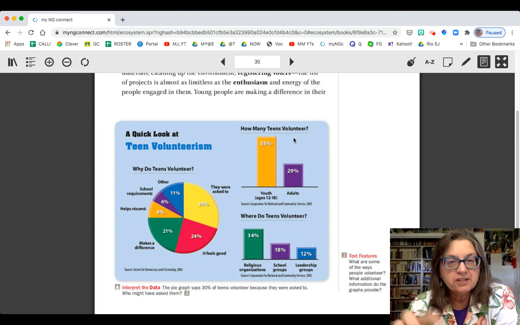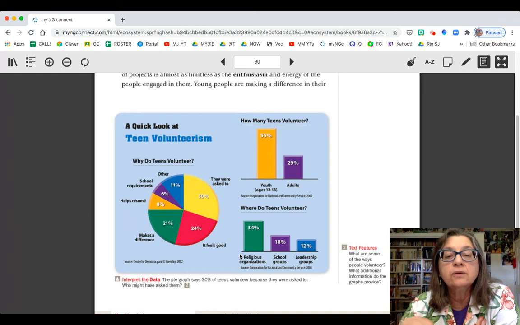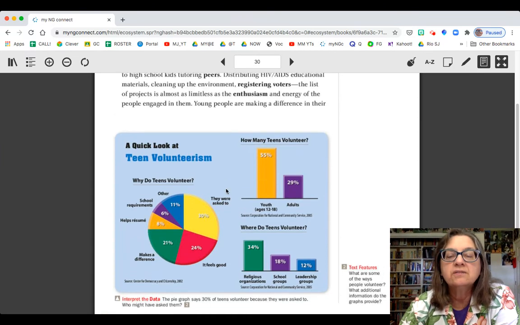How many teens volunteer? And we had already seen this in the introduction. 55% of teens volunteer. So, more than 1 out of every 2 teenagers volunteers to help others. And where do they volunteer? Primarily in their religious organizations. So at your mosque, church, or temple, someone is helping out. They help out with school groups and leadership groups. So they might be part of a different club like Civitas that is helping to do something like that. So here they're reminding you to look at the text features to help you understand teen volunteerism.